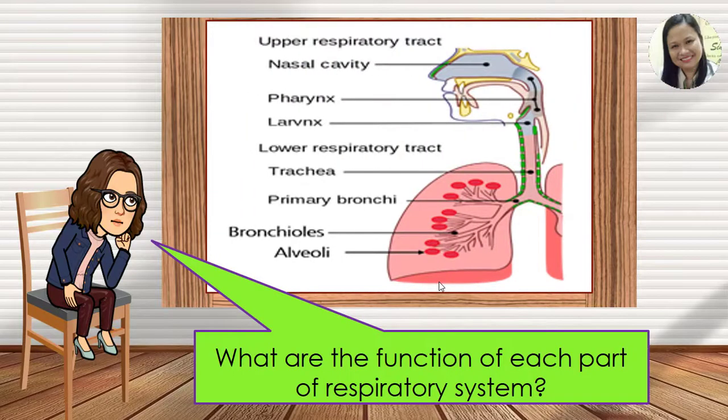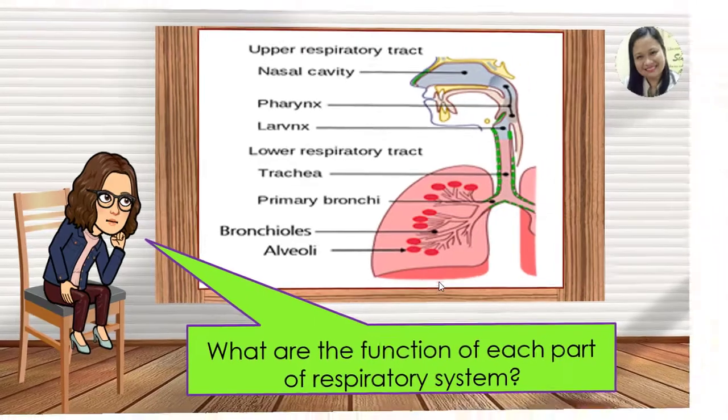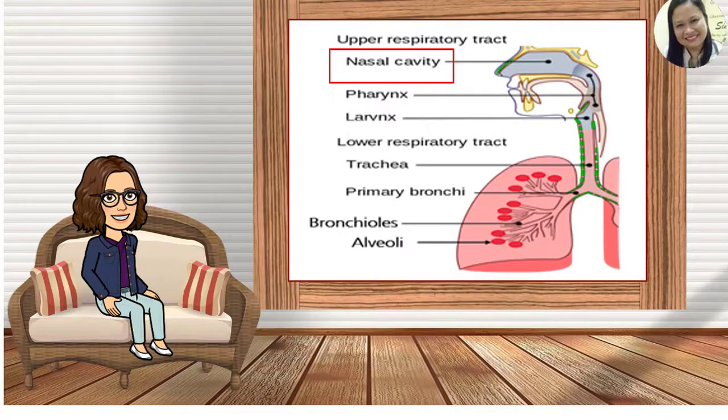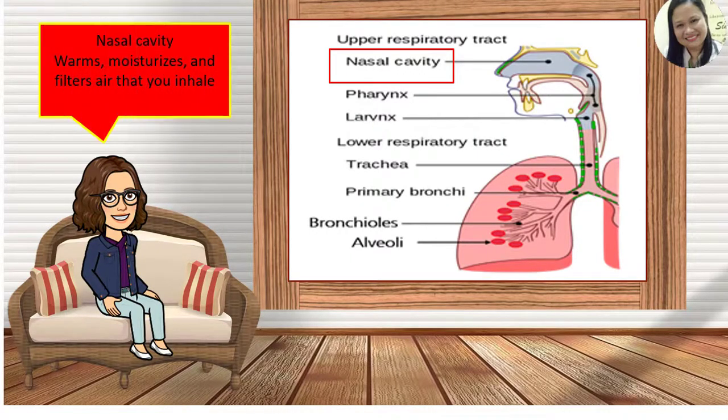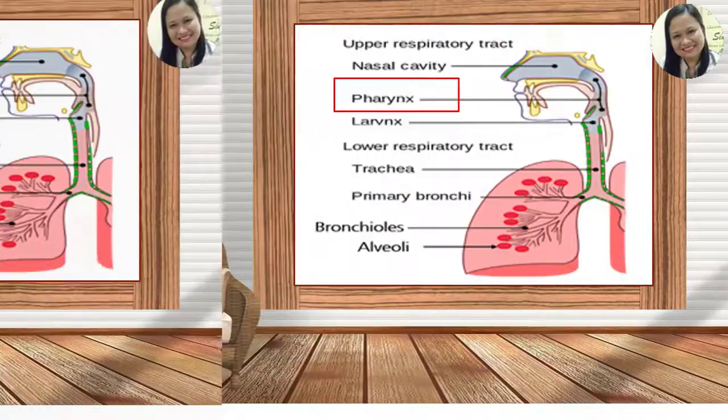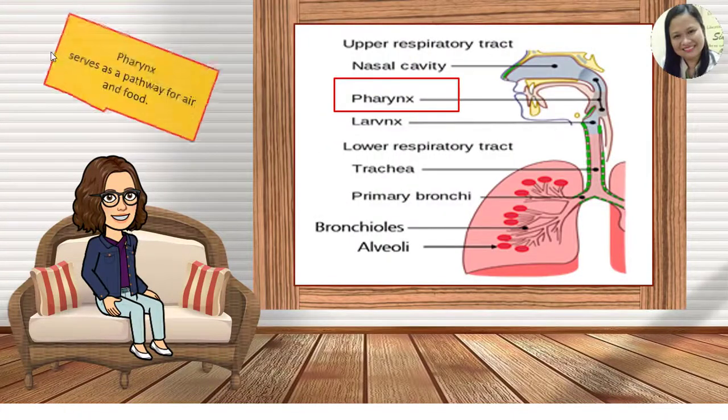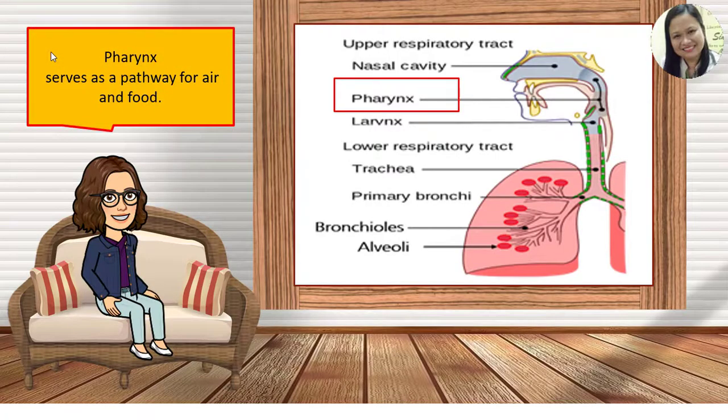What are the functions of each part of the respiratory system? Nasal cavity. The nasal cavity warms, moisturizes, and filters the air that you inhale. Pharynx. The pharynx serves as a pathway for air and food. Based on the picture, the pharynx connects the nasal cavity and the larynx.